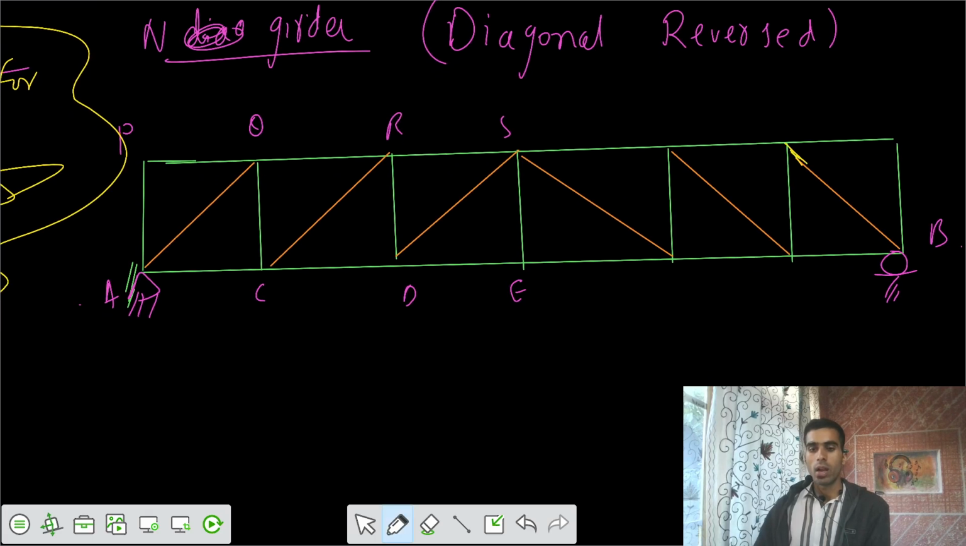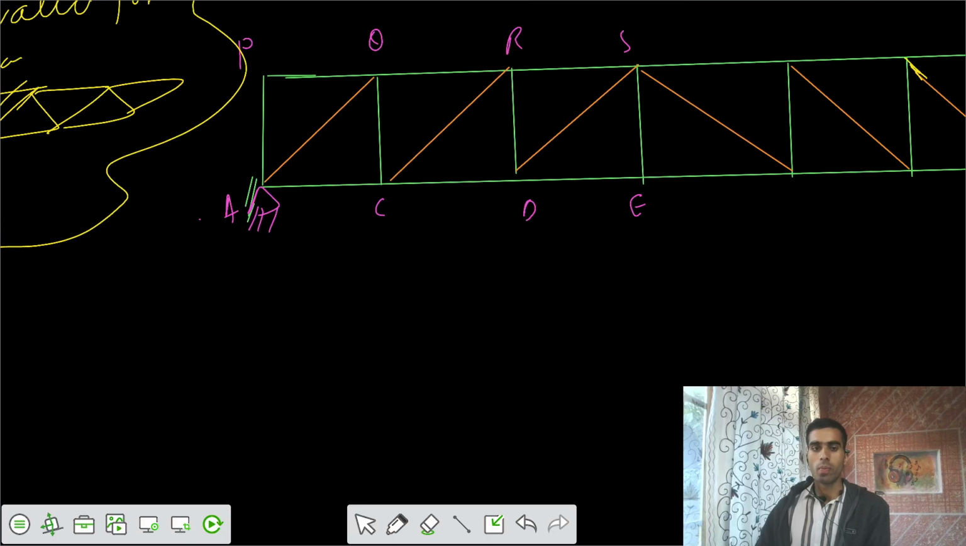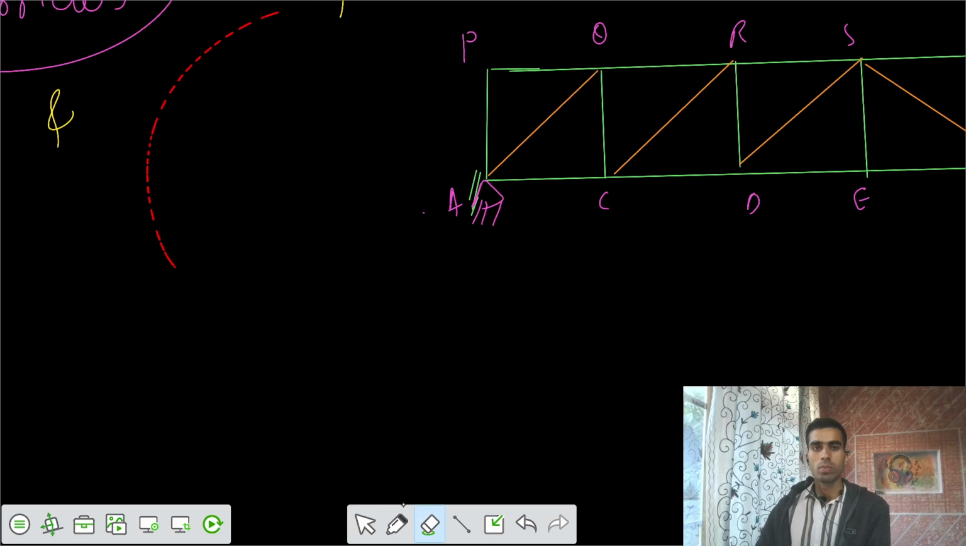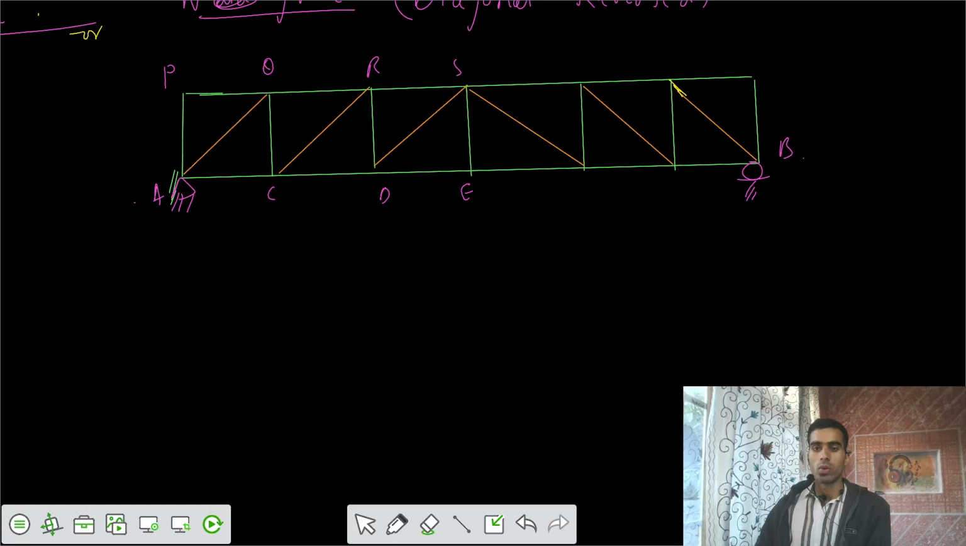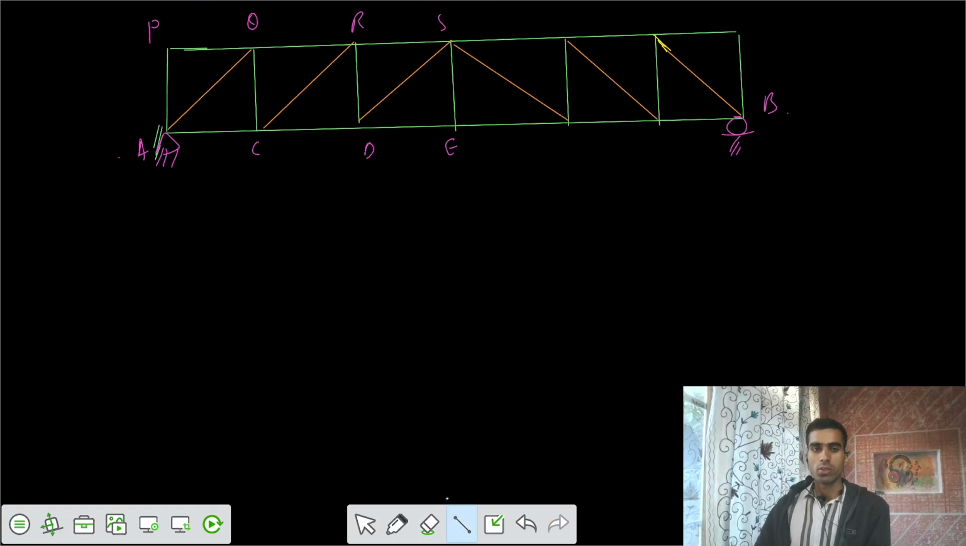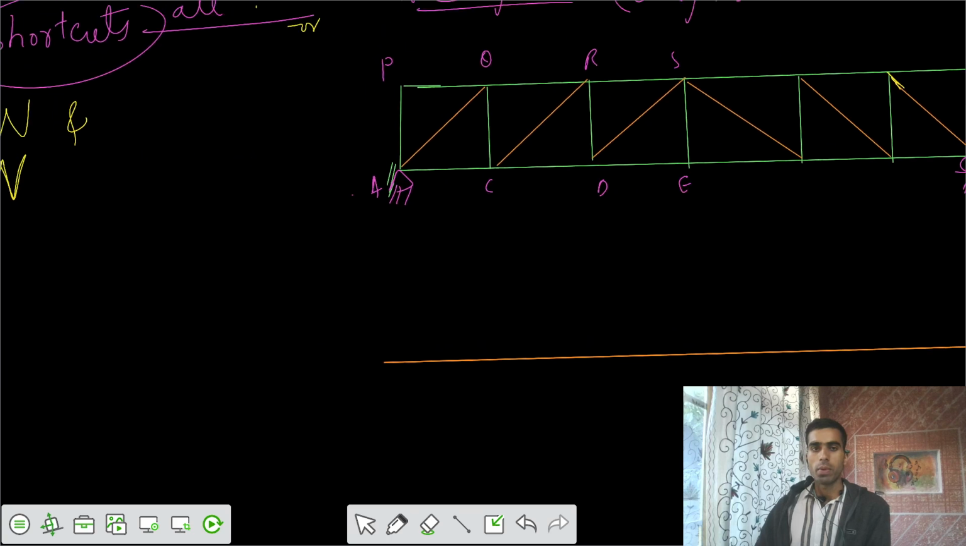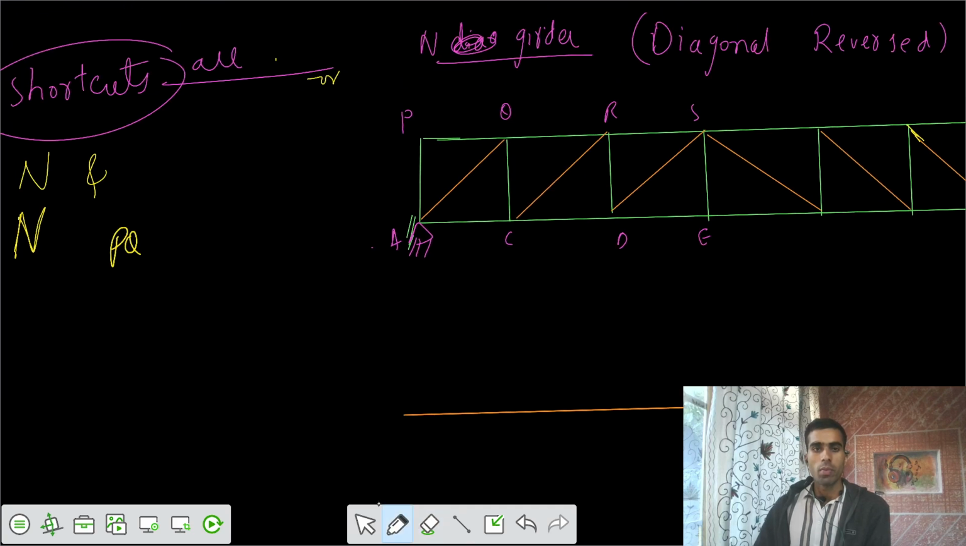Let's study now what the force is. Let's go for the member PQ, the top chord member PQ. We would see whether there is any change in those shortcut tricks. PQ is the top chord member, and the triangle it has is PAQ.